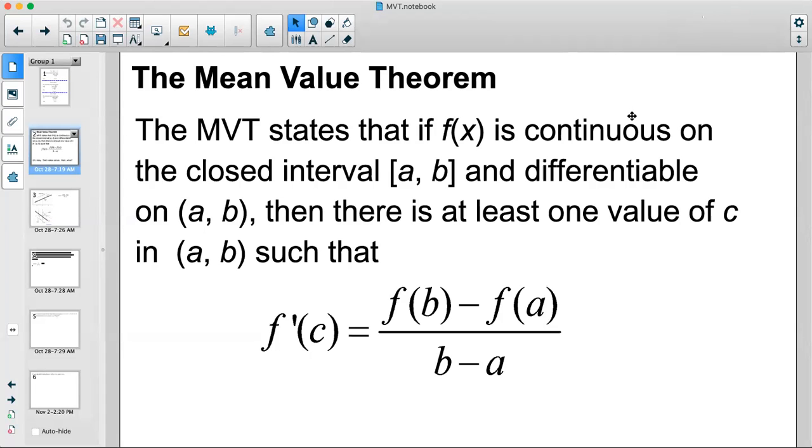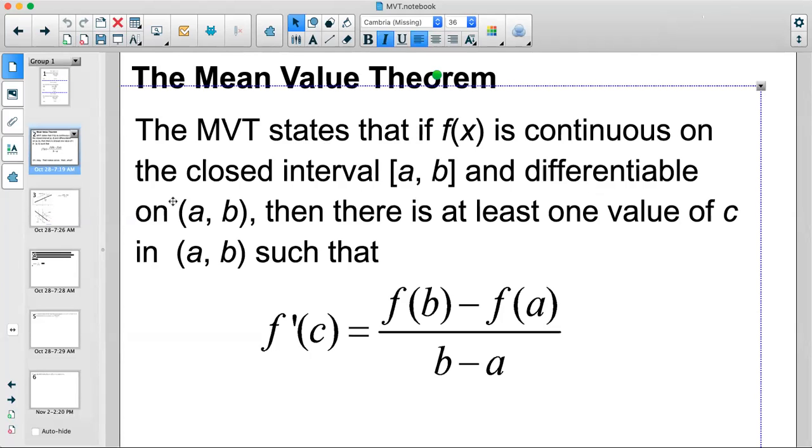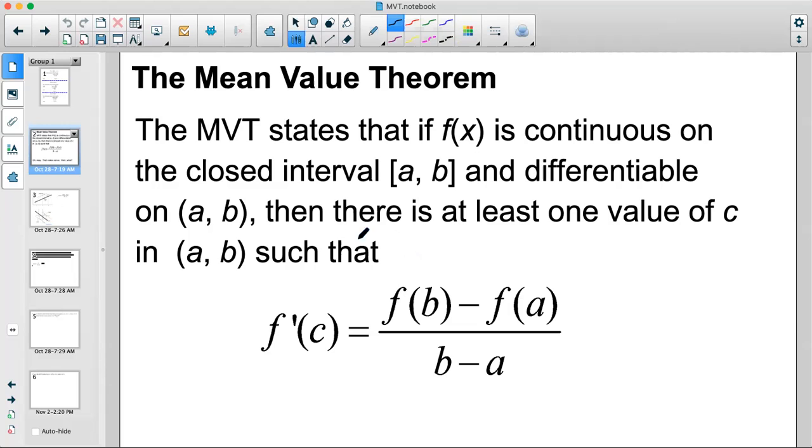The mean value theorem, often abbreviated MVT, states that if f of x is continuous on a closed interval (you see there's the brackets around A, B, which indicate that it's closed) and differentiable on an open interval (you can see the parentheses indicate that I don't count the endpoints), there's at least one value of c. This is an x value. There's some x value in here so that the derivative at that value is equal to f of B minus f of A over B minus A.